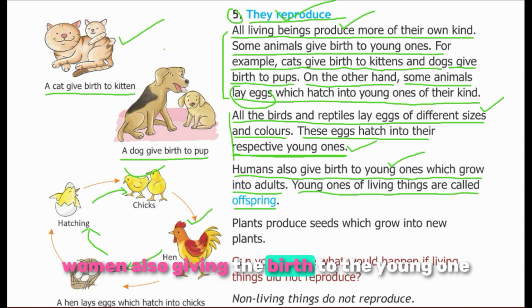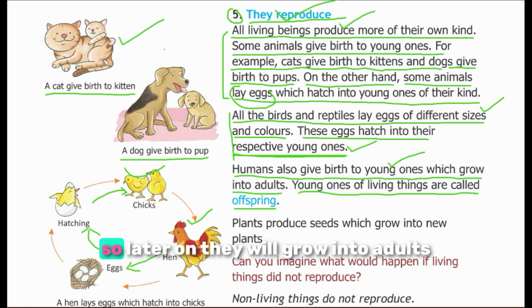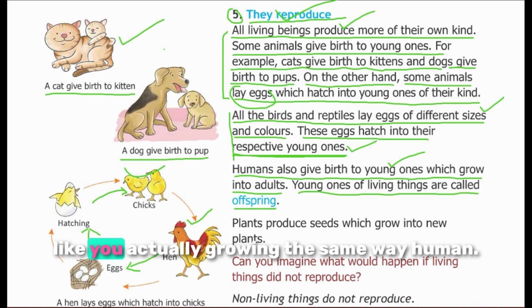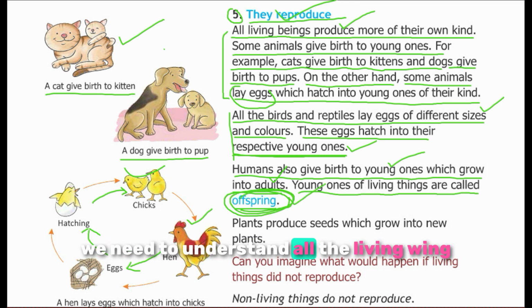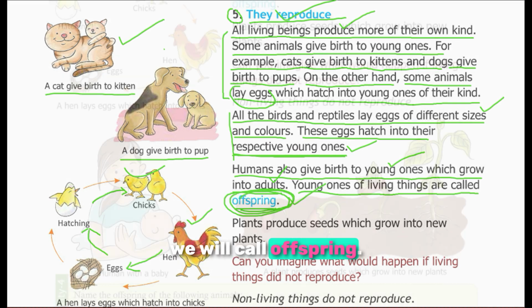Women also give birth to young ones, which grow into adults. So later on they will grow into adults. Like you are growing, in the same way other children will also grow. The young one of a living thing is what we call an offspring. So we need to understand that the young of all living beings are called offspring.